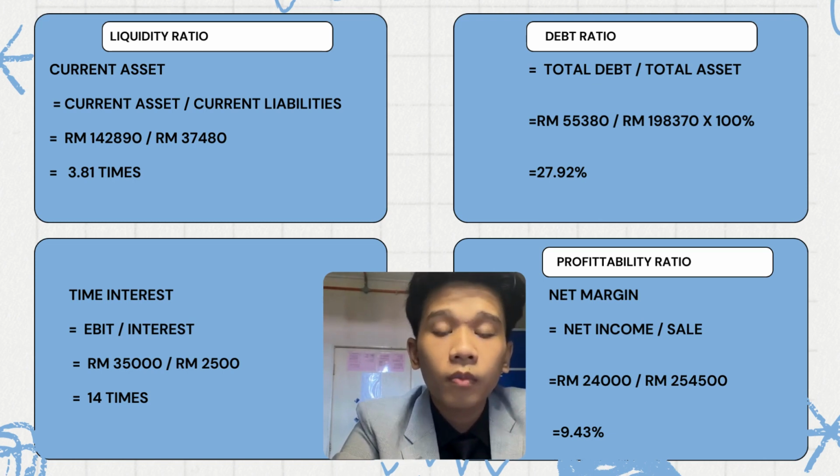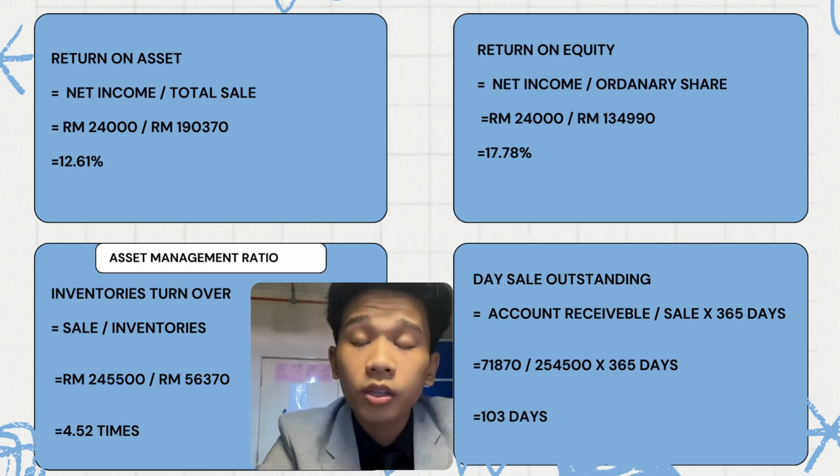So RM24,000 divided by RM25,450. Return on asset formula is net income divided by total assets. So RM24,000 divided by RM190,370. My answer is 12.91%. We continue with return on equity.